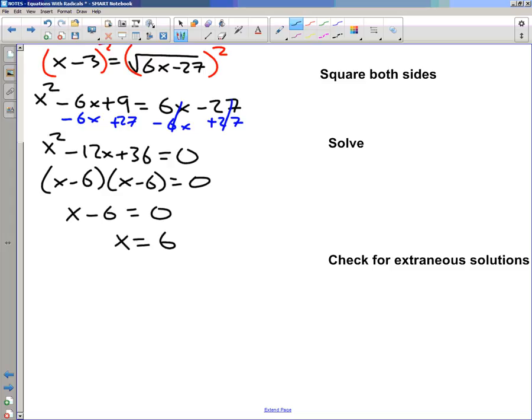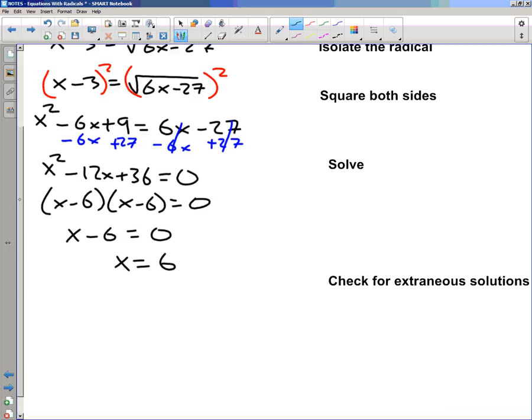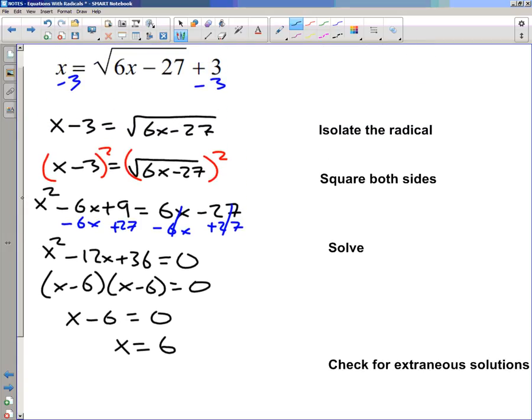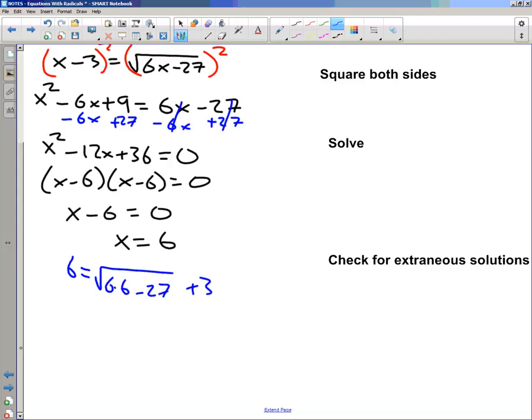Now, it's important, again, that we go back and check and make sure that this answer makes sense in our original equation before we did anything to it. So, scrolling back up so I can see my original equation, we've got x equals, now x we think is 6, square root of 6 times x, again, which we think is 6, minus 27, and then outside the radical we've got a plus 3. Let's check this and make sure that it works.